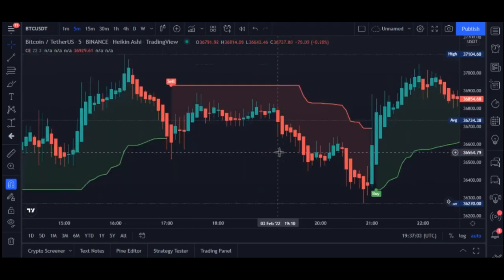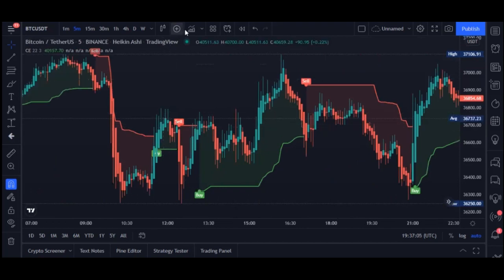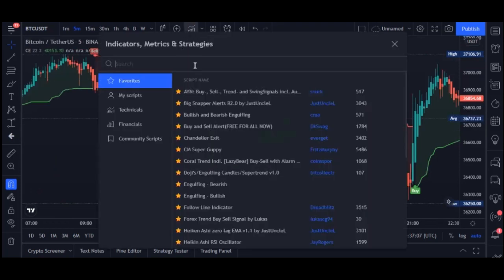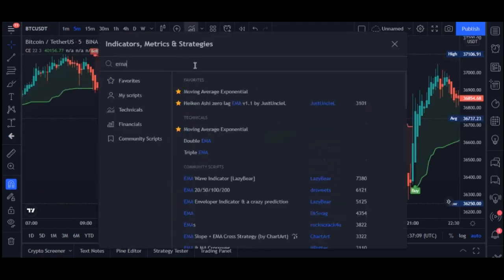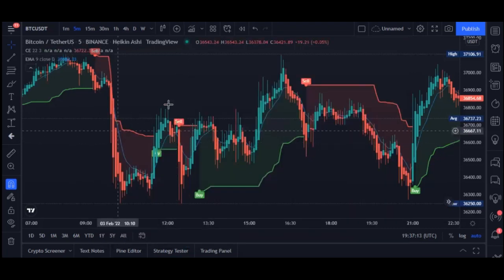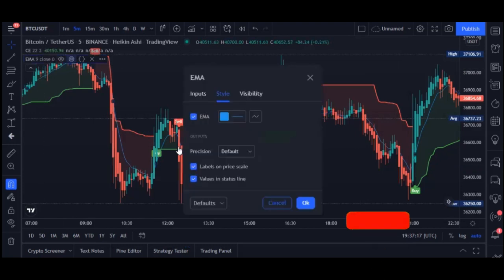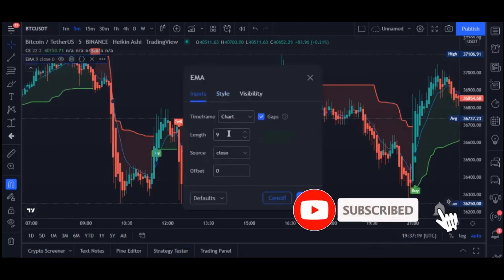And then, the other indicator I added is the moving average. I come in here and type in EMA, and this exponential moving average is what I added to the chart. When you add it, by default, this is how it is. You click on the moving average, come to the input and change it. You can use 100, you can use 200.